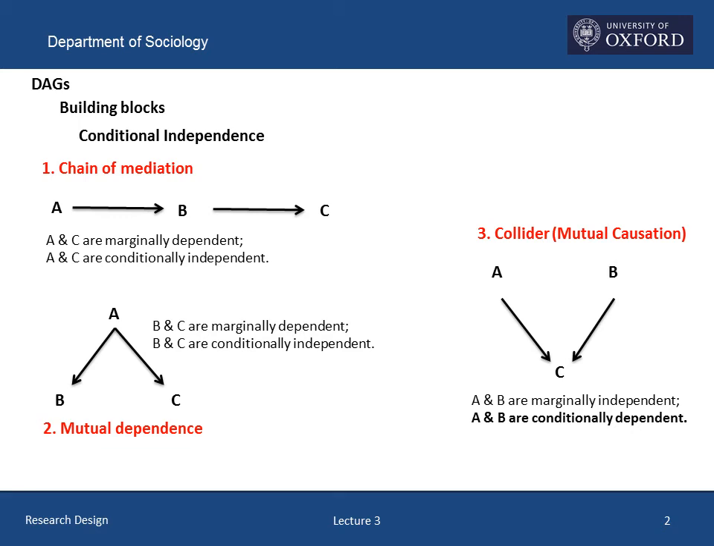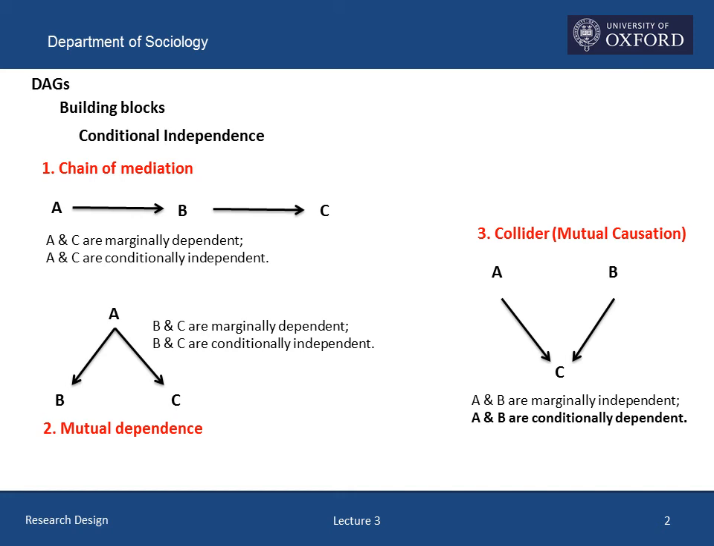Panel 2 represents the mutual dependence of two variables on one other variable. A is a direct cause of B and is also a direct cause of C. In this case, B and C are marginally dependent and B and C are conditionally independent given A.